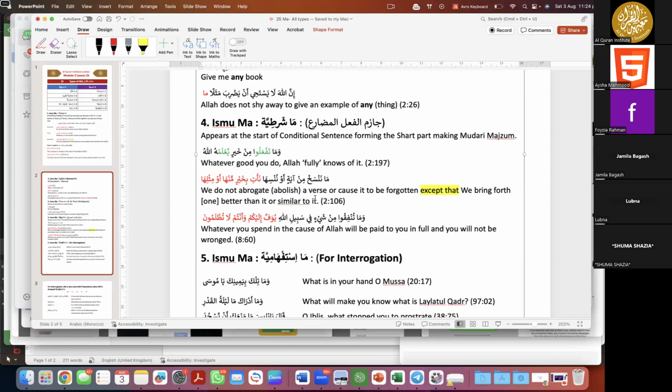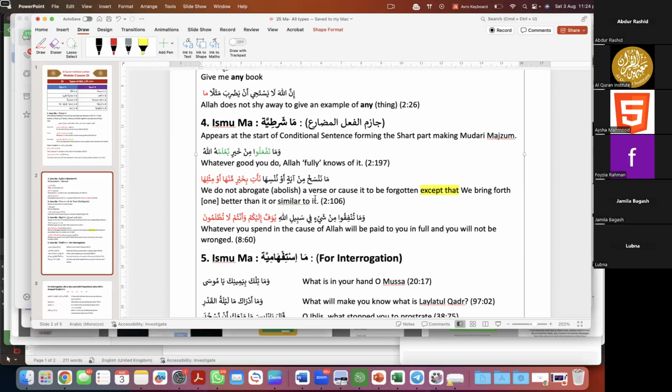Min ayatin aw nunsiha. Okay, one second, Aisha. Min ayatin means any verse, any ayah, verses. We do not abolish, we do not make disappear any verse, or cause verses to be forgotten. Nunsiha. Tell me the root of this. Nunsiha. I think nasiya. Nasiya. Nunsiha here. Nasiya. Hmm?